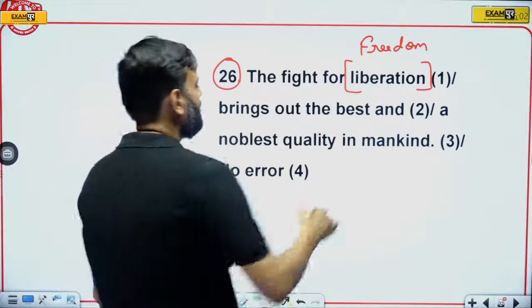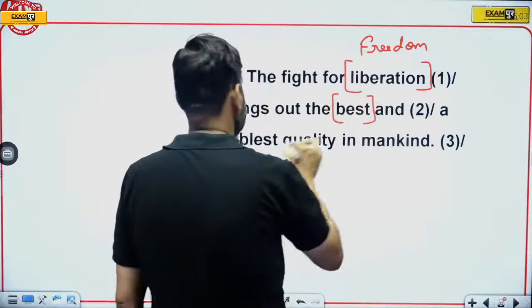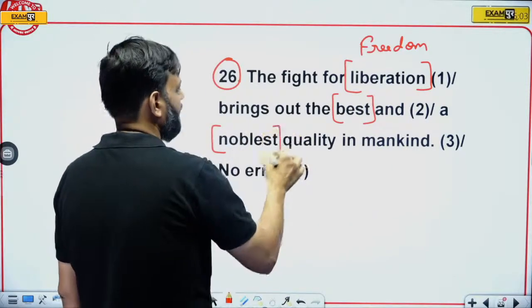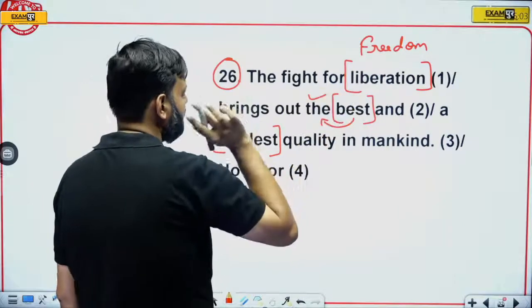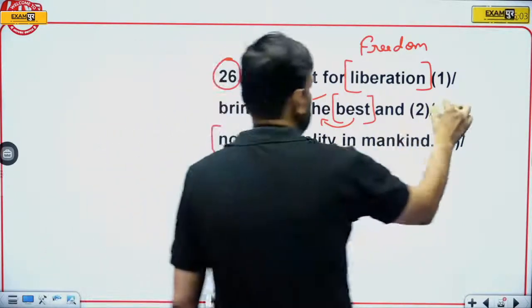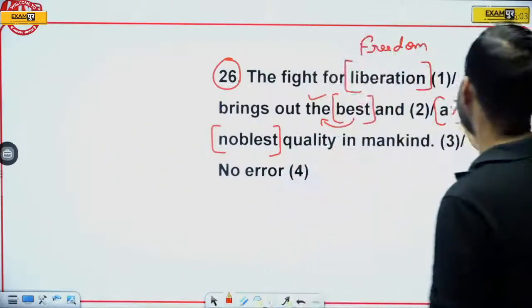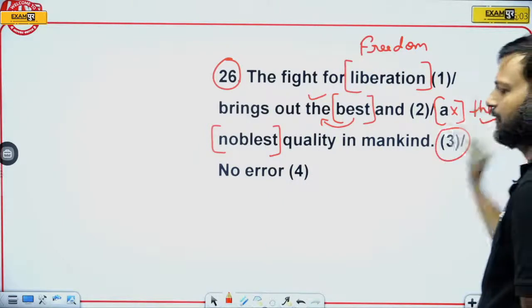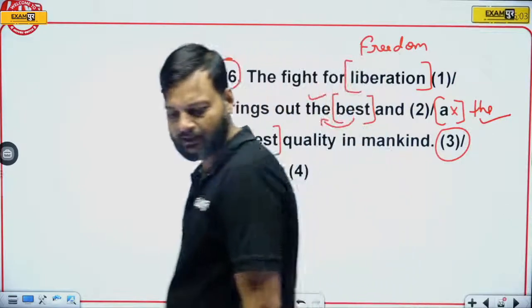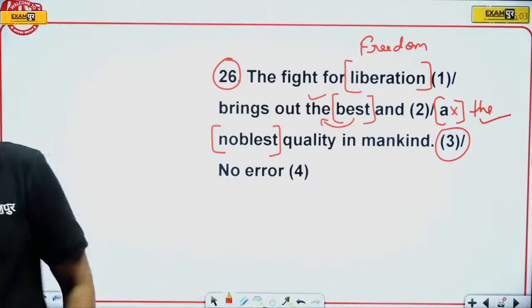See, here we have two superlative degrees, best and noblest. And before a superlative degree we need the article the. So here we have the, but with noblest we have a, which is wrong. So here in place of a we need the. So the error is in the third part. Okay.